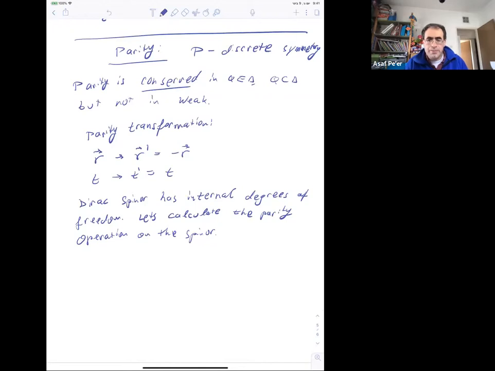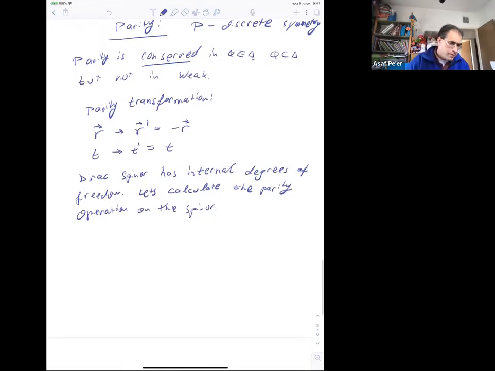So let's assume that psi is a solution to the Dirac equation. So we know that (i gamma^0 d_t + i gamma^j d_j - m) psi = 0. Psi solves the Dirac equation. And that's the Dirac equation.